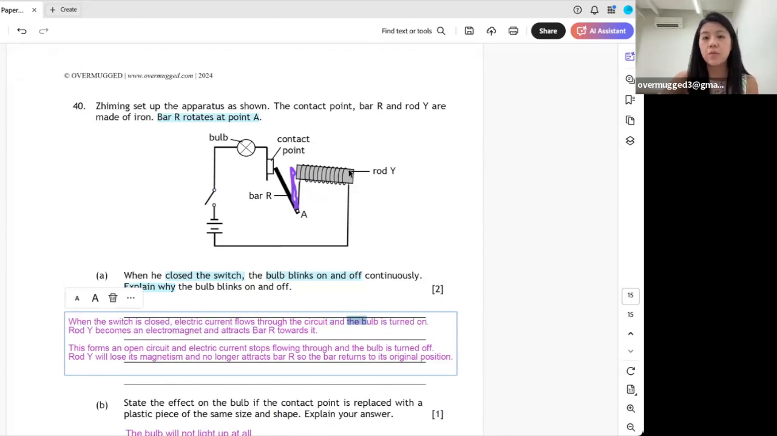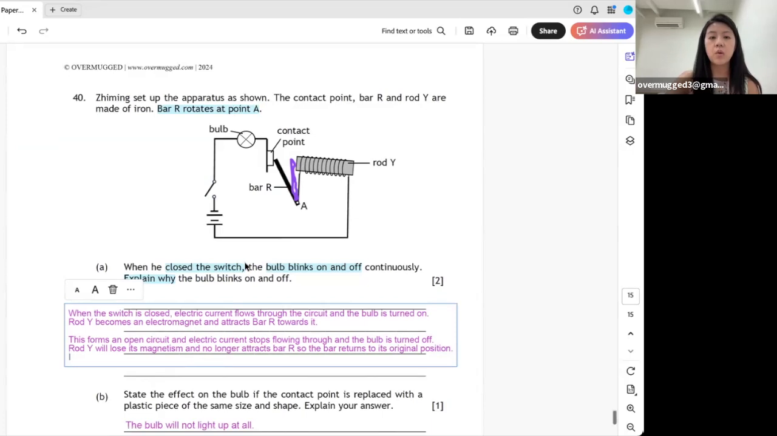What happens in the next step is rod Y becomes an electromagnet. It's going to attract bar R towards it. Now, the minute bar R moves towards rod Y, there's an open circuit formed here. That brings us to our second part of the question. It's an open circuit, so now electricity cannot flow through. The bulb is turned off. Over time, this electromagnet will lose its magnetism. It will no longer attract bar R. The bar will flip back to its original position, going back to the original circuit. So for this question, you need to explain the 2 scenarios. Number 1 is when it's still a closed circuit. Number 2, when it's an open circuit, to score you the 2 points.